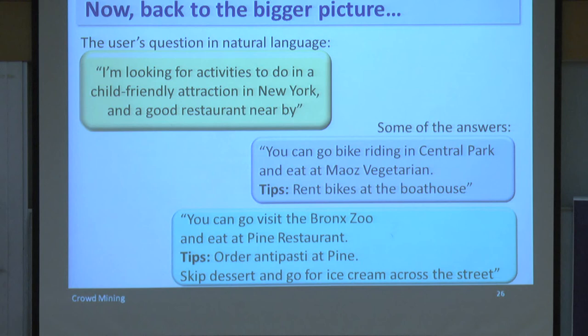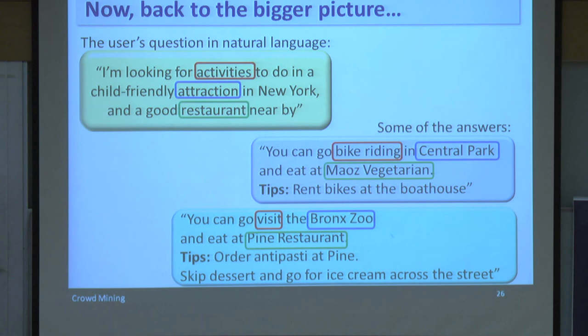Or they can tell me, go visit the Bronx Zoo and go eat in Pine Restaurant, but when you go there, you should order antipasti at the restaurant, and actually the dessert, don't eat there, go eat it next at the ice cream place across the street. So these are related things that people would give. If you look deeper, I asked about activities, attractions and restaurants. I got this relevant information, and I got also other stuff. So this is what I want: the magical system that will use existing repositories and the crowd to answer these kinds of questions.